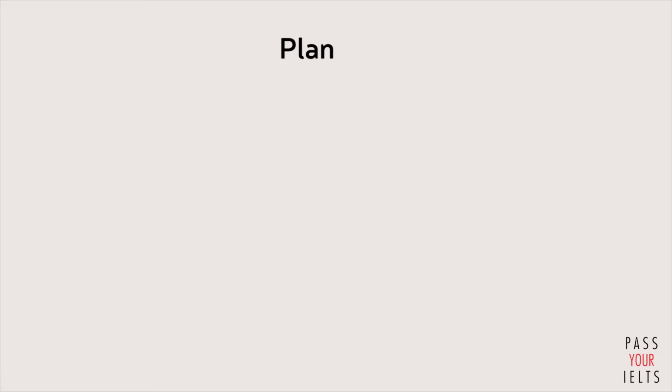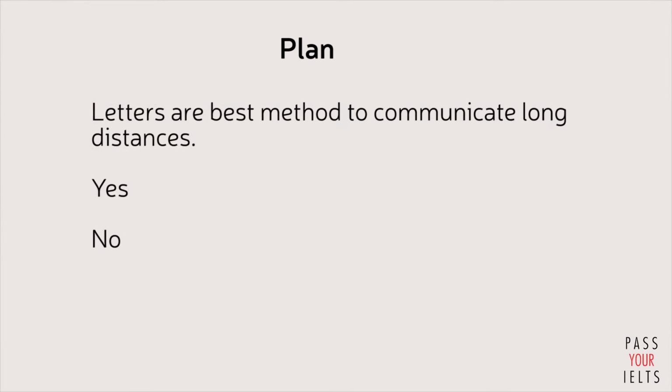Now let's move on to writing our plan. For me, this is usually 4 main points, so 2 for each body paragraph, but it doesn't have to be 2, it can be just 1. That's up to you. I personally usually do 2 for each body paragraph. At this point, I need to get in my head, what is the actual argument here? In this case, the argument is letters are the best way to communicate long distances. So I have to decide, do I agree with this or do I not agree with this?